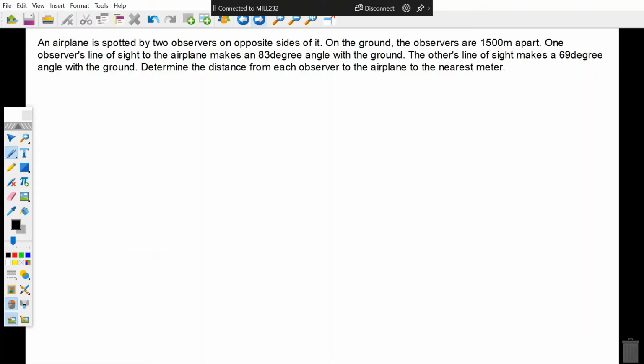Okay? Again, let's draw the triangle. Take a minute and draw the triangle. Then we'll put that up, and then you'll get a chance to solve it.